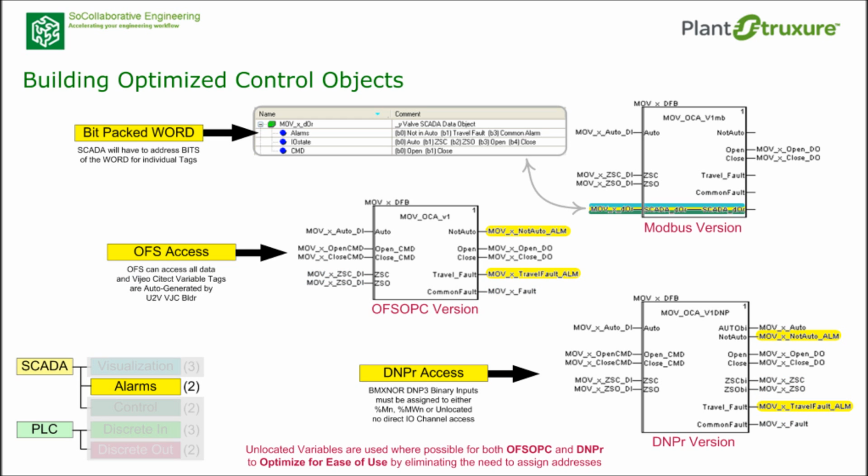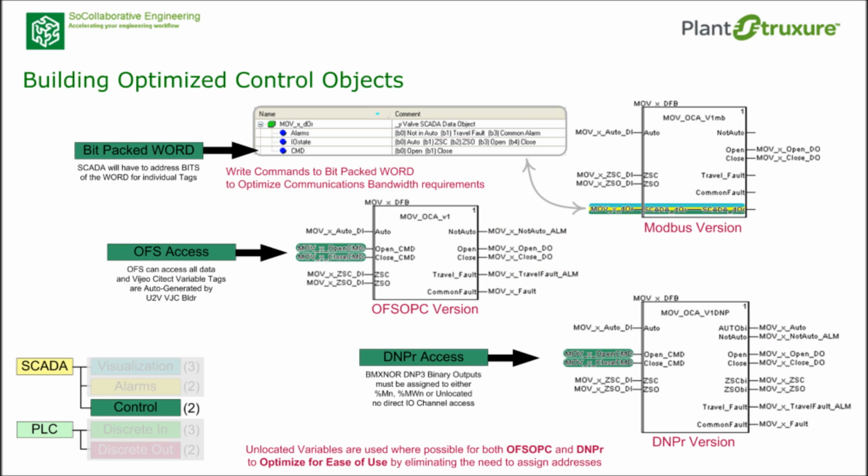Breaking it down even more, the SCADA alarms. Again, the modbus version uses bit-packed words, and the SCADA developer has hands-on keyboard. The interface and communications for the OFS OPC and DMPR versions are the same as with the visualization requirements, with the U2V DFB Manager and the U2V VJC Builder tools minimizing the development work. Breaking down the SCADA control. More of the same. OFS OPC and DMPR versions comply with the U2V Golden Rule. Using the object shall require minimal keyboard input, or don't make me touch the keyboard unless it's absolutely necessary.